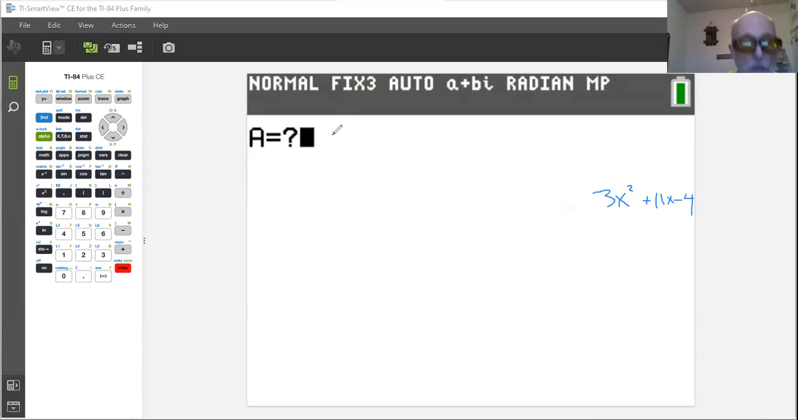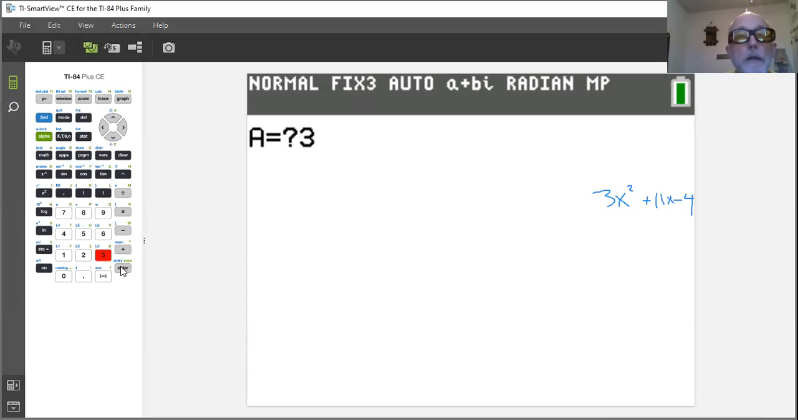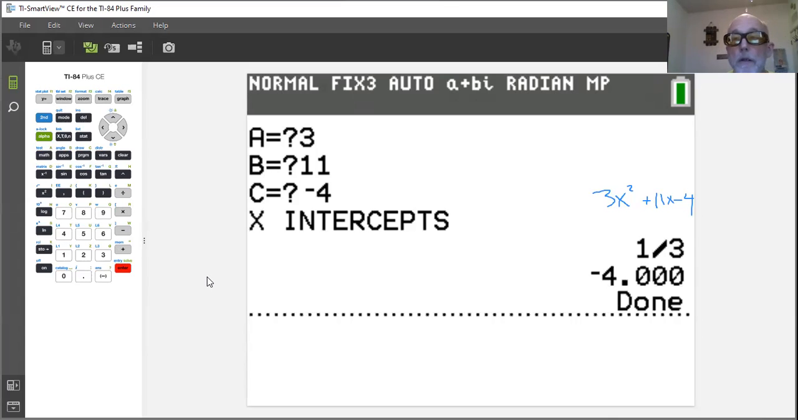A is 3. So we're going to put in 3, right? So I'm going to turn that off, hit that, and say 3, and then enter. And it says, what's B? I say it's 11, and then hit enter. And then what is C? And I say -4, and enter. And so it's going to do the quadratic formula and tell me the x-intercepts. 1/3 and -4.